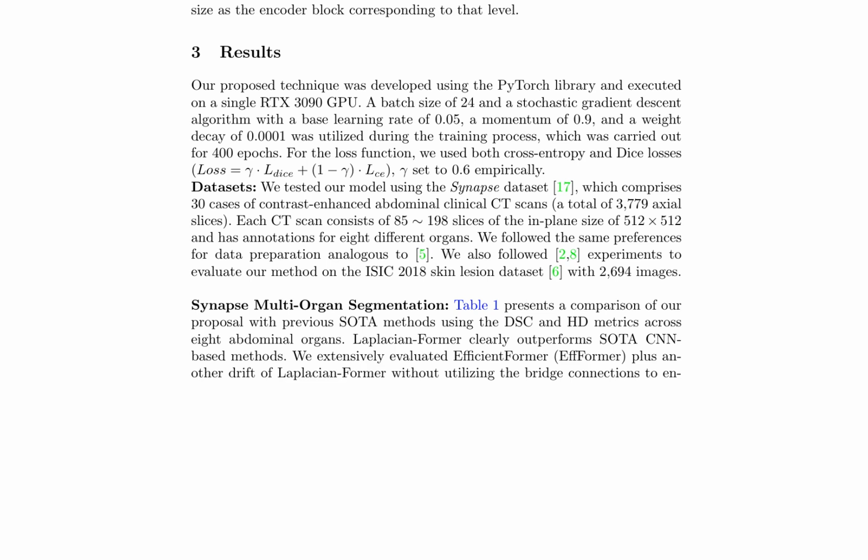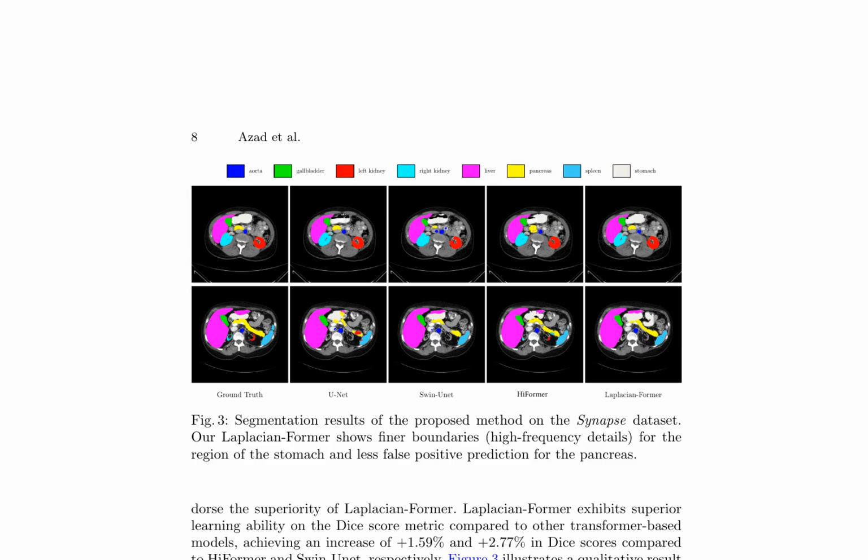The results demonstrate the effectiveness of the Laplacian-Former method in multi-organ segmentation tasks, achieving superior performance compared to existing SOTA methods. The Laplacian-Former's segmentation results on the Synapse dataset are notable for their finer boundaries in the stomach and fewer false positive predictions for the pancreas, showcasing its superiority. Quantitative results demonstrate an increase in DICE scores compared to HiFormer and SWIN-UNet, highlighting the Laplacian-Former's superior learning ability.